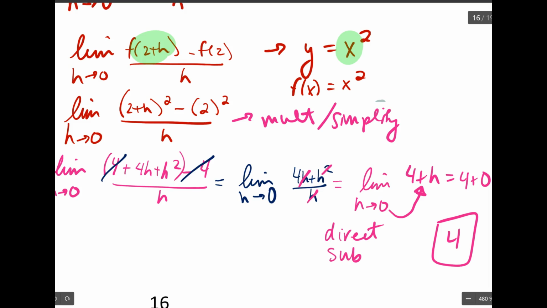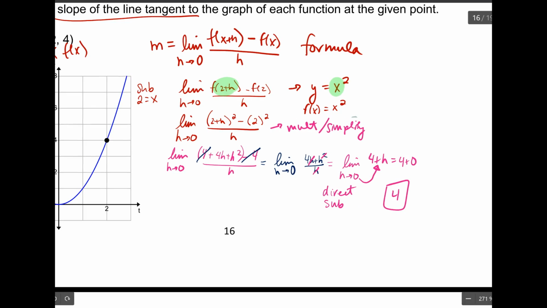You could try to draw the line and figure out what the slope would be, because that was our whole goal. We were looking for the slope. So here, the slope of the tangent line would be 4.